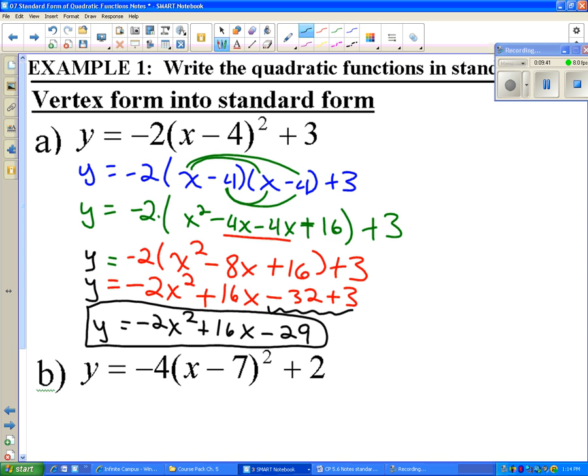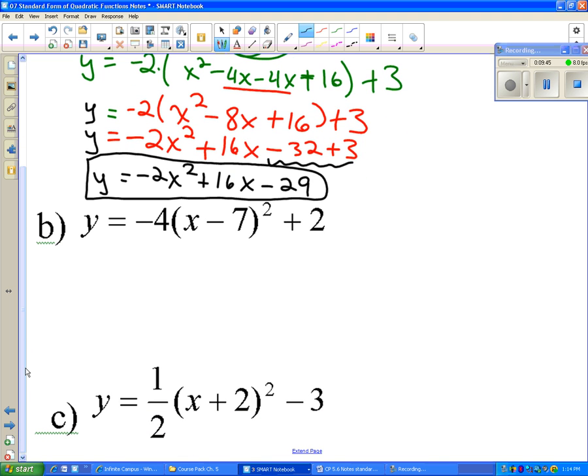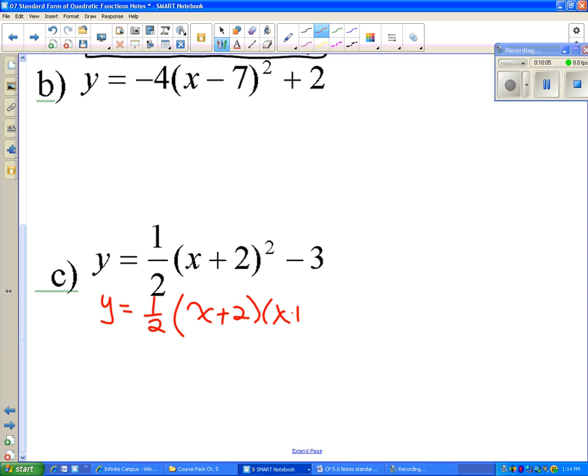Two more examples that we can do. I'm going to go ahead and do the one with the fraction. You can do letter B on your own to make sure that this makes sense to you. I will have the answer in class. So y is equal to 1/2 times, if I remember what x plus 2 squared is, I can just write that down. Or I can say that this is x plus 2 times x plus 2, minus 3.